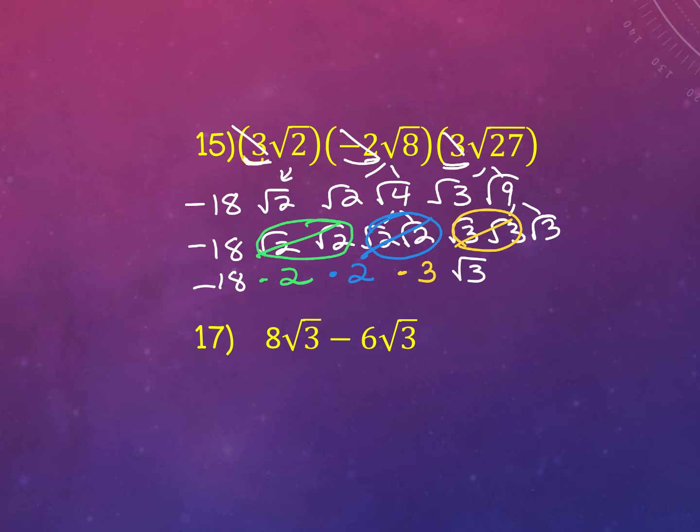Now I need to go back and multiply 18 times 2 times 2 times 3. Now, the order that you multiply here doesn't really matter. So what I'm going to do is just multiply 2, 2, and 3, and that's going to give me 12. So then I just have to do -18 times 12, and that's going to give me -216. So my final answer here is going to be -216 radical 3.